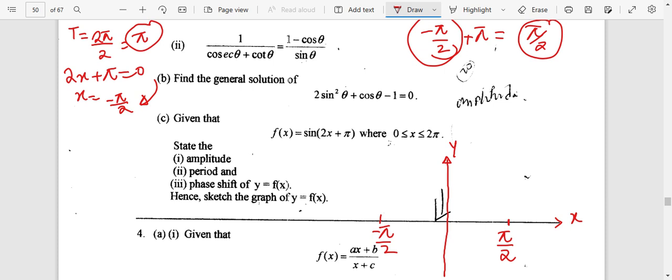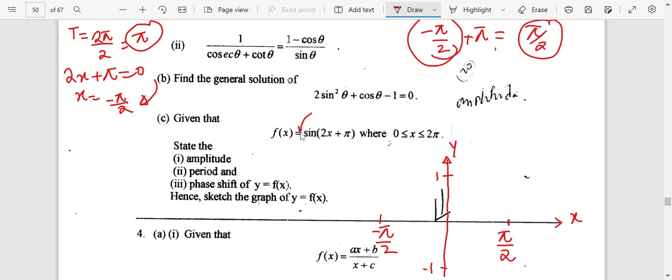Is this okay? Yes. Okay. The other thing that I need to put on my function is the amplitude. Where will the function be alternating? Okay. So this function is going to be alternating between positive 1 and negative 1. How did I tell that?